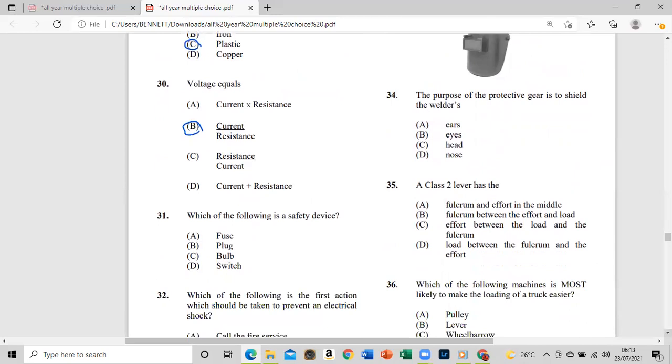Which of the following is a safety device? A fuse, a plug, a bulb, or a switch? And it is a fuse. So 31 is a fuse. Let's move on to 32.